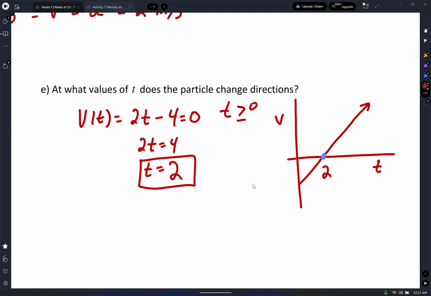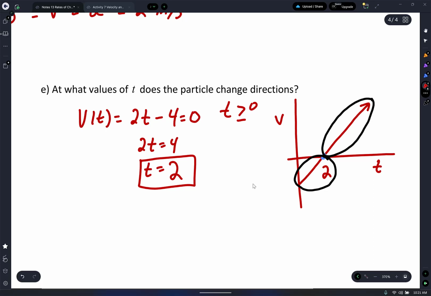Sorry, guys. I am below the t-axis between 0 and 2, and then I'm above the t-axis for t greater than 2. What does that mean? Well, velocity is negative between 0 and 2. If velocity is negative, you're moving to the left. If velocity is positive, you're moving to the right. This is one-dimensional motion. Does that make sense? So you just write a quick statement. Oh, I guess I should write the word particle first. Sorry, guys.